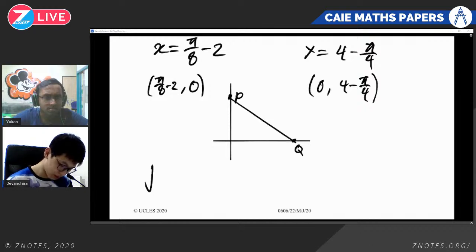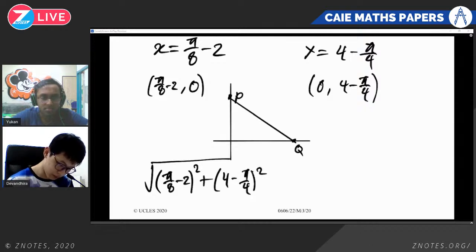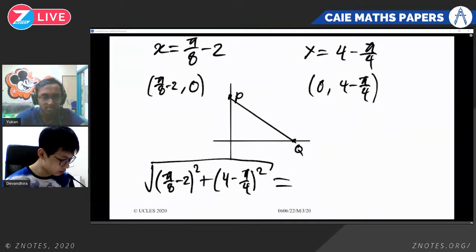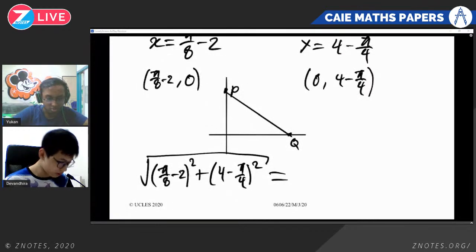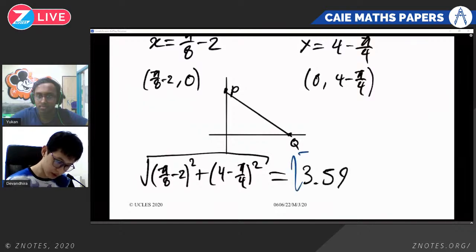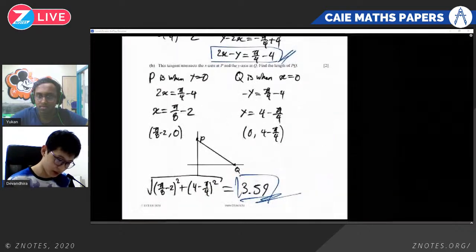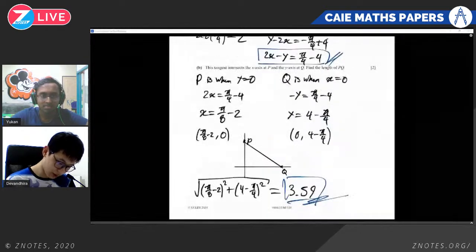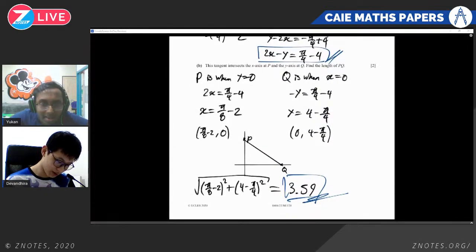So we can find it. Just have to do this. Pi over 8 minus 2 squared plus 4 minus pi over 4 squared, all rooted. Can you use a calculator on this? Yeah. So the square is this, and the root is 3.59. Okay, so that's the answer. And don't forget to box it. Everything okay here so far? Yep, that's all fine.